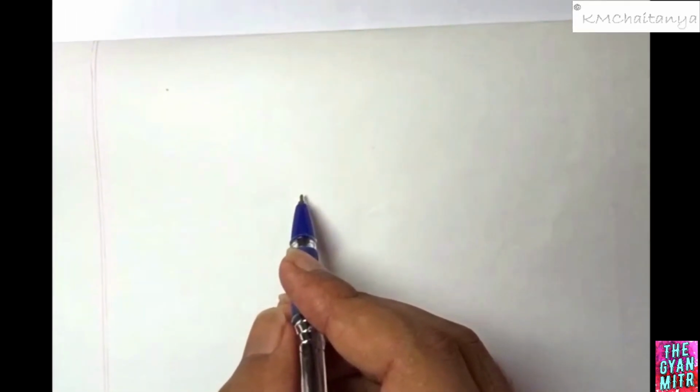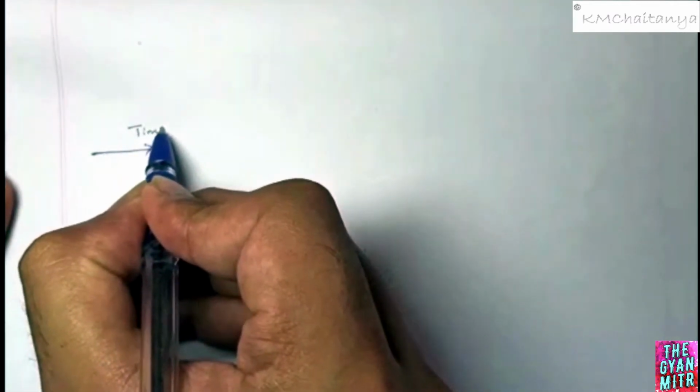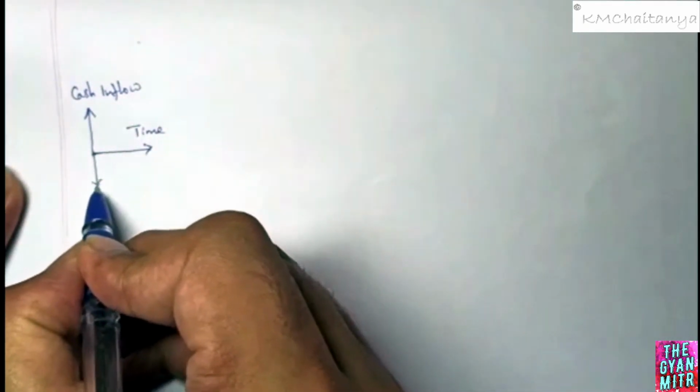The cash flow diagram for this problem will be, you have a time scale, you have the cash inflow, you have the cash outflow.